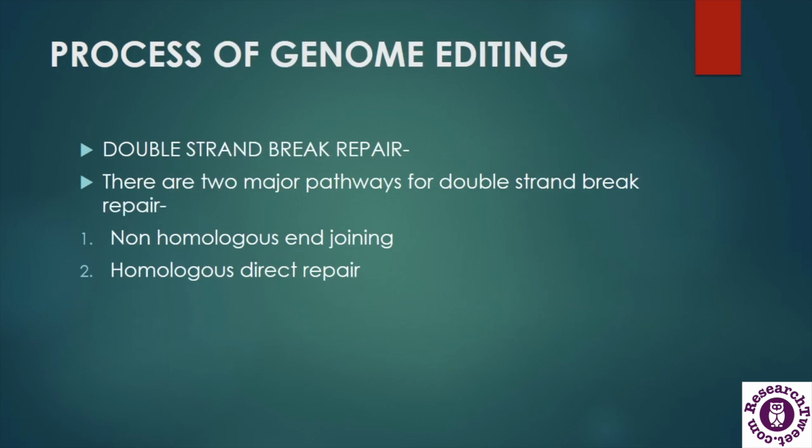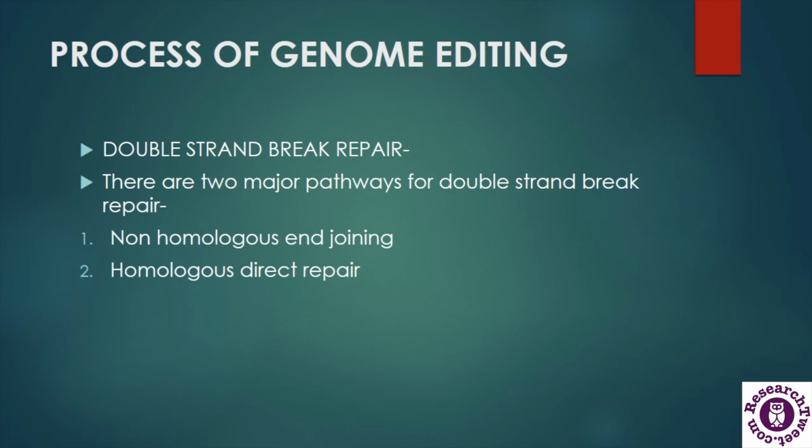Now let's understand the process of genome editing. Basically, genome editing is a technology or a technique of genome engineering which involves different types of processes, and it is a process of editing the genome of a particular organism. It has different methods. The most common method is double strand break repair, which is the repair mechanism in the DNA molecule, and it is used as a process for genome editing.